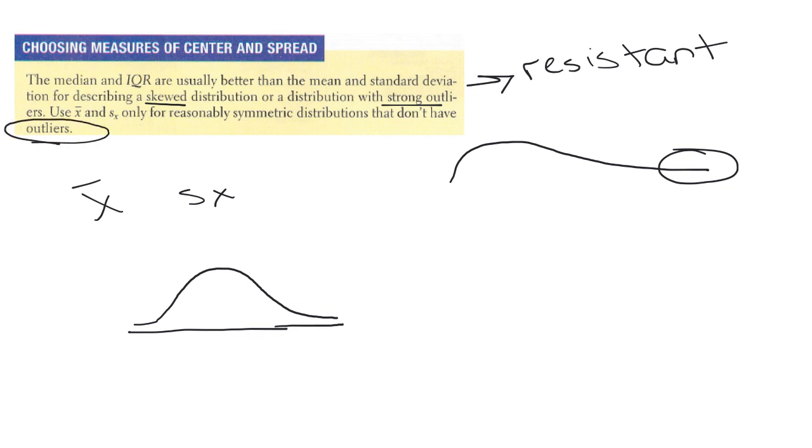So when you're given a data set, if you're trying to choose, that's the thing you'd be looking for. Is it skewed or does it have outliers? Okay, I'm going to use median and IQR. Is it roughly symmetric without any outliers? I'm going to use mean and standard deviation. All right, we'll be doing bunches of examples of this kind of stuff in class.